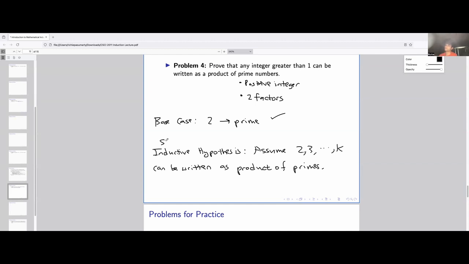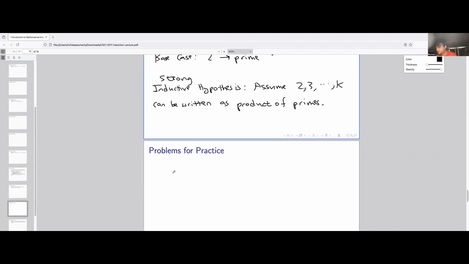Okay, and if you want to write it, you can say strong inductive hypothesis. So I'm assuming this. I want to show that k plus 1 can be written as the product of primes as well. So let's go ahead and look at k plus 1. First of all, it actually could be a prime number.